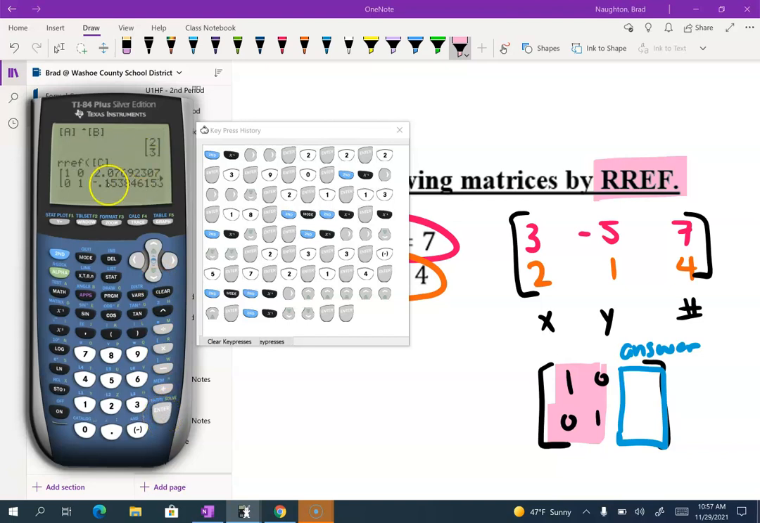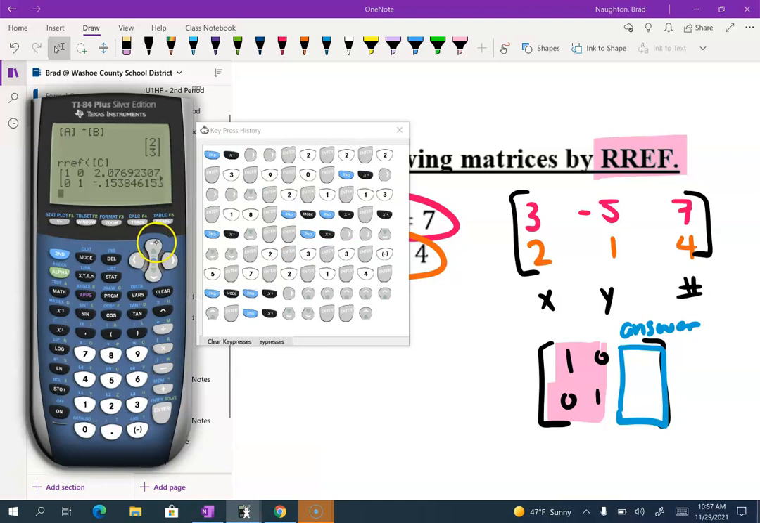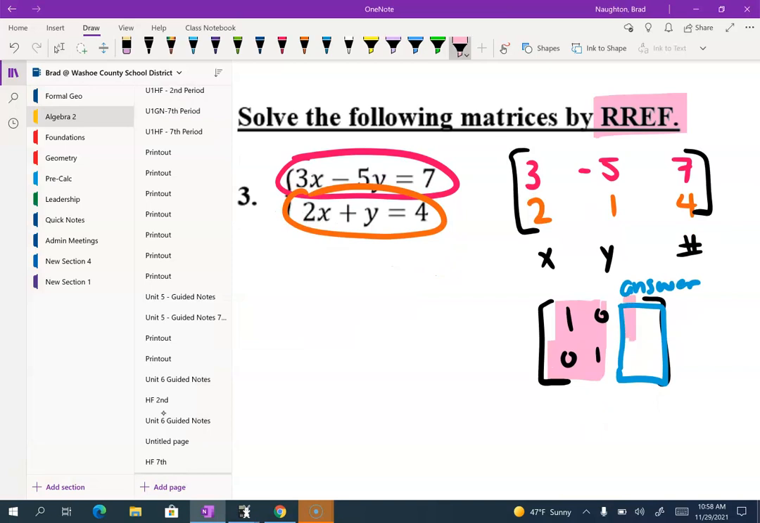And notice I get this crazy decimal, which means I should have known better to make this a fraction. So I'm going to go up and highlight that. Usually I use the up arrows, so I can go up and down, highlight that, hit enter, and then go to math and hit arrow frac. Boom. There we got it. So our answer is 27 over 13.